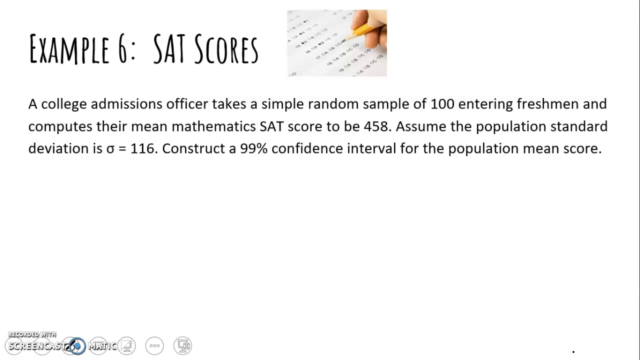Okay, so this time we have 100 entering freshmen as our sample. So that sample is big enough. So it doesn't matter that it doesn't say that it is a normal distribution. Let's read the whole thing just in case I missed that somewhere. A college admission officer takes a simple random sample of 100 entering freshmen and computes their mean mathematics SAT score to be 458. Assume the population standard deviation is 116. Construct a 99% confidence interval for the population mean score. So it doesn't say it's a normal distribution, but the sample size is big enough. It is bigger than 30, so it makes up for it.